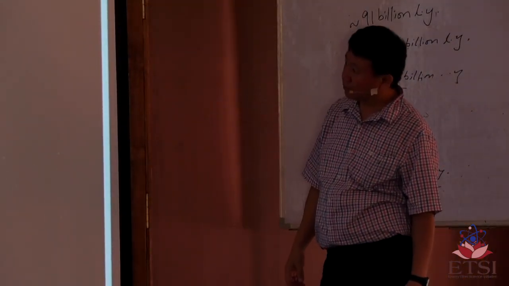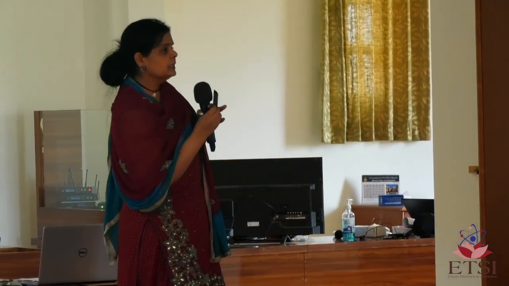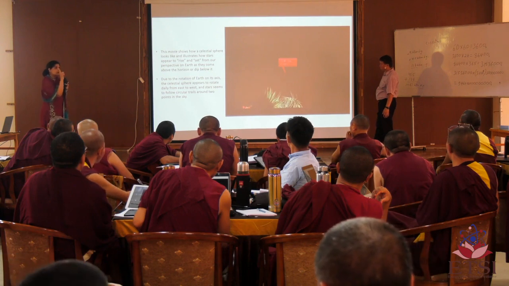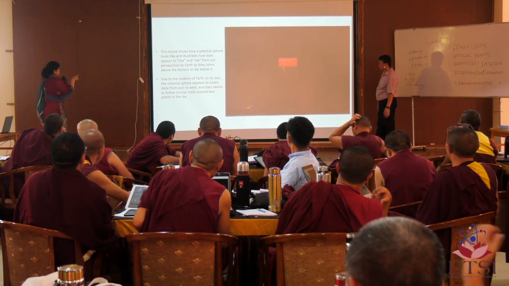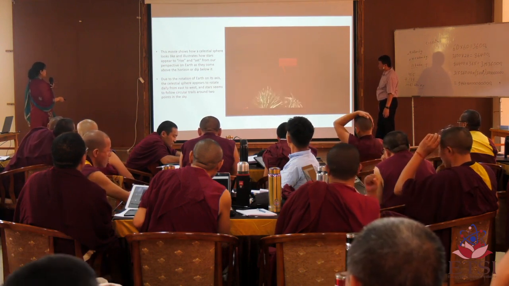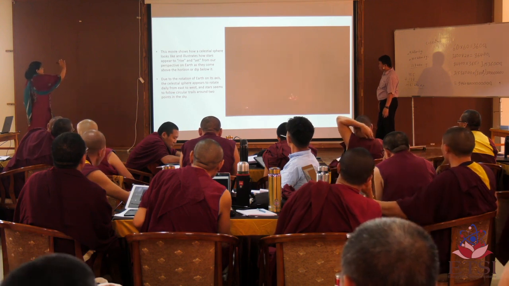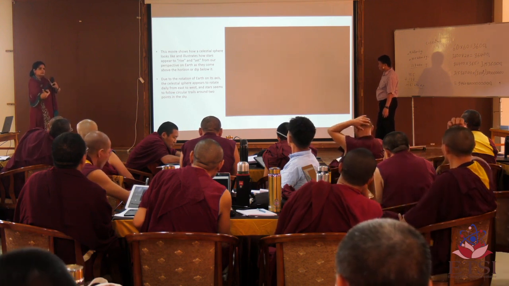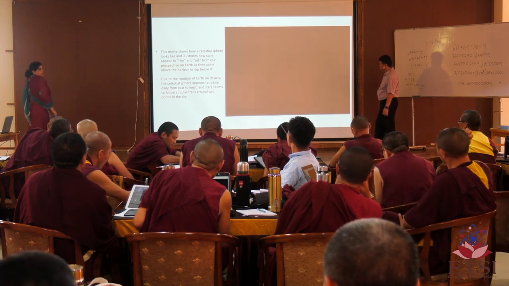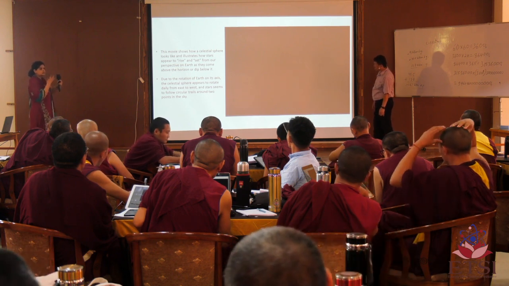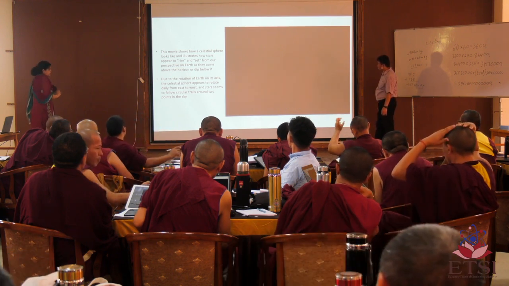See, so this is what it looks like, and we know that Earth rotates on its own axis, right? So the celestial sphere appears to rotate daily from east to west. That's why we say sun rises in the east and sets in the west. But it's because we imagine the celestial sphere.